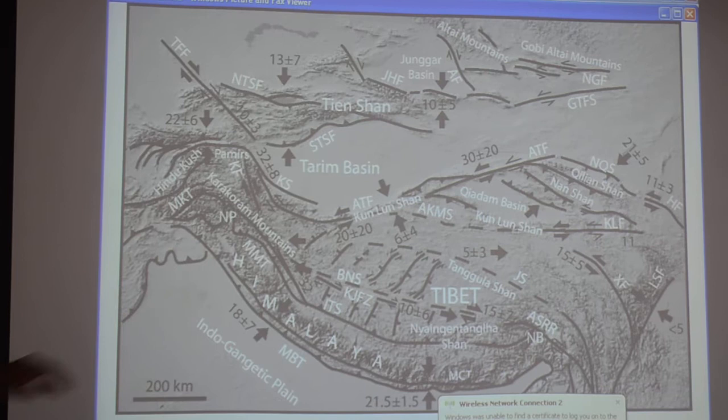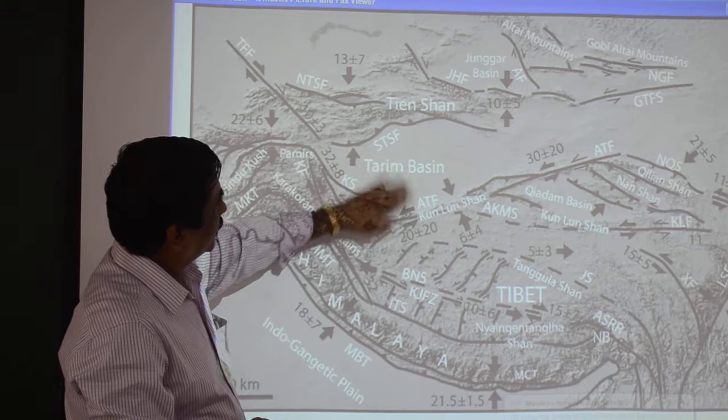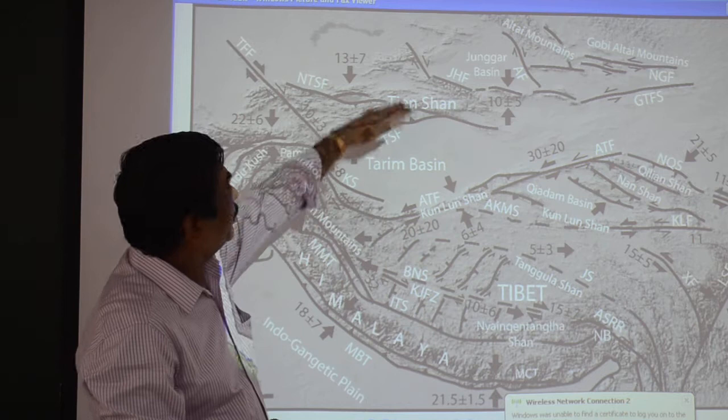So this is one plate. This side is the Indian plate. The other side will be the Chinese plate. So now, here you see the China part. This is the Tibet plateau. This is the China part. You see the number of strike slip zones here. So from here, the plate starts. From here, the other plate starts.